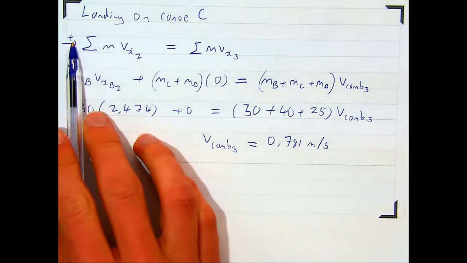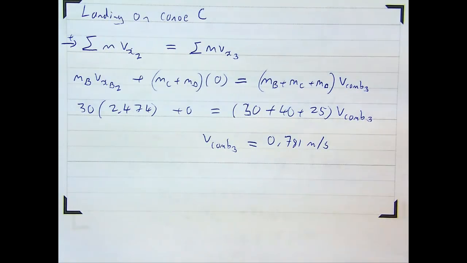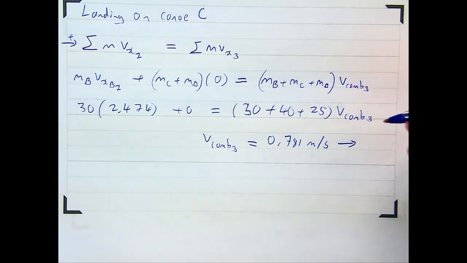And since we chose to the right as positive, this means that this velocity is actually acting to the right. Any questions?